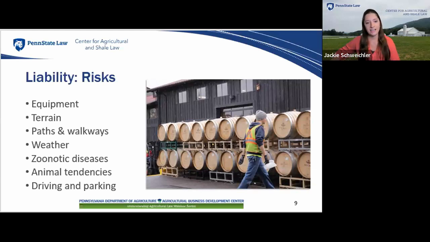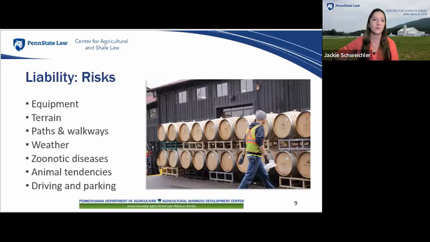So if we're looking at the slide here about risks, very easy, obvious things that most of us already think about, things like farm equipment, tractors, any kind of machinery can be dangerous to someone who's on your farm and not familiar with that type of equipment. Paths and walkways. You see the picture here, it's snowing and it's one of those wet snows where it makes everything very slippery, and that can be dangerous.